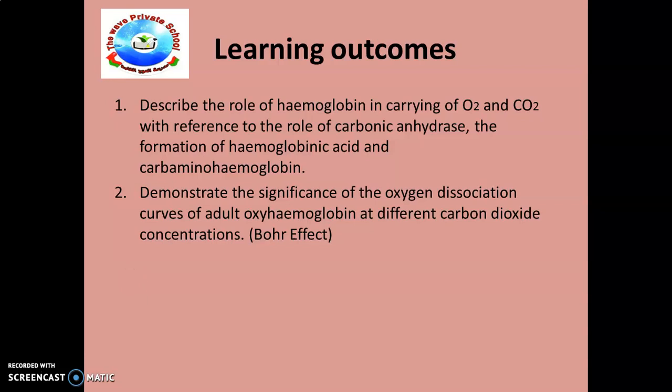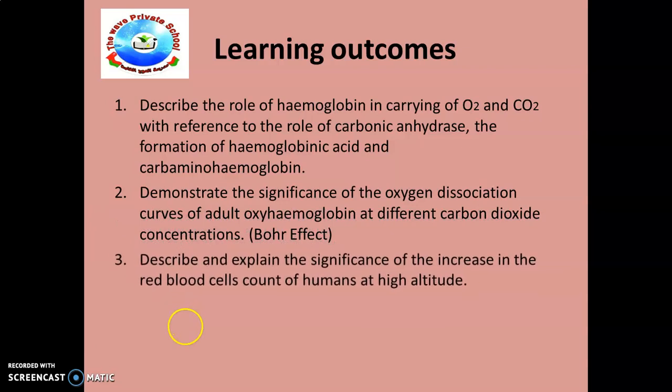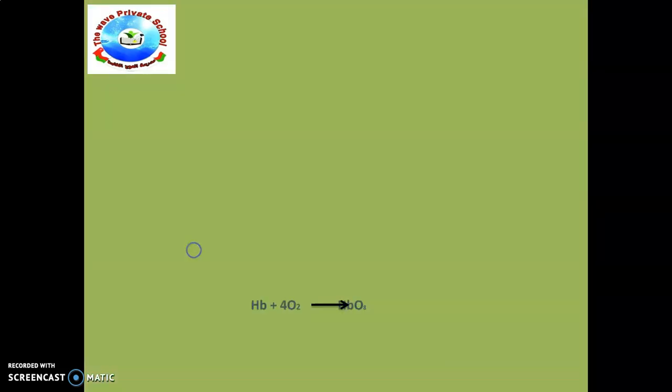The second one, demonstrate the significance of oxygen dissociation curves of adult oxyhemoglobin at different carbon dioxide concentrations, that is Bohr effect. The third one, describe and explain the significance of the increase in the red blood cell count of humans at high altitude. So let's start the topic.